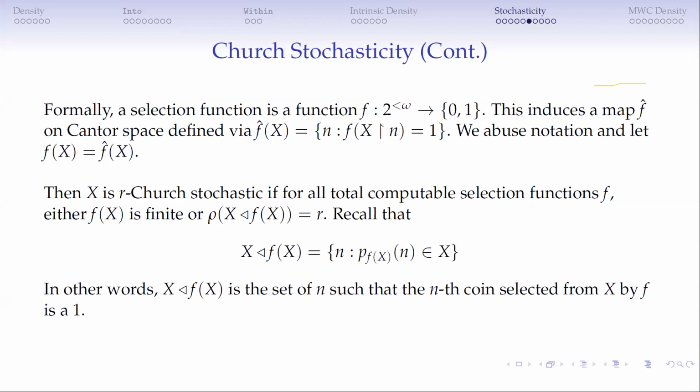Okay, so x is R Church stochastic if for all such selection functions, either the number of things selected is finite or the density of x within f of x is R. Why do we care about this? Well, if you recall the definition of the within operation, x within f of x is the set of n such that the nth element of f of x is in x. In other words, x within f of x is sort of eliminating the coins we didn't select and then collapsing them into a sequence. This is just using our notation to represent that idea, and we're measuring the density of that.